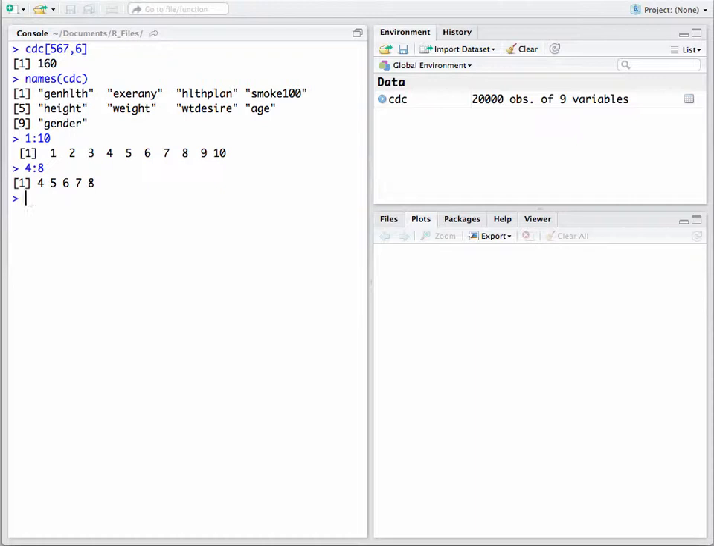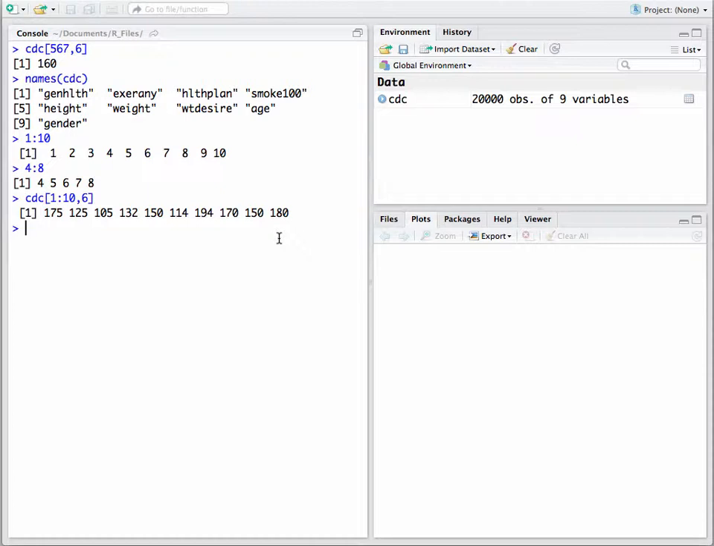So what that does for me is that allows me to do the following. I can go CDC, square bracket again, and put in 1 colon 10 comma 6. What's that going to do for me? That's going to give me subjects 1 through 10, and their weights. So that's the weights for the first, second, third, fourth, all the way to the 10th person. I can pull out just the pieces of the data that I'm interested in.